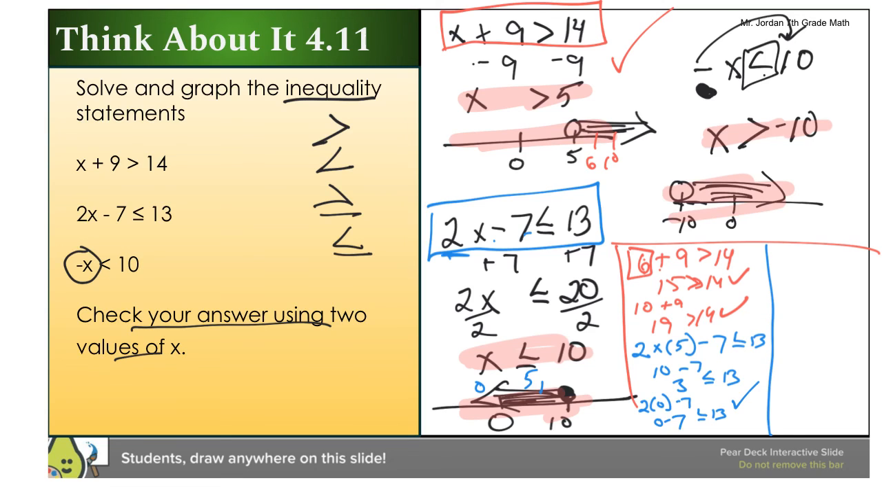And the final one, if I take two numbers, let's just say minus 5 and 5. So minus x, so minus 5 would be plus 5 is less than 10. So that would be correct. Now plus 5, we would say minus x, if I'm using plus 5, would be minus 5 is still less than 10, and that is correct.